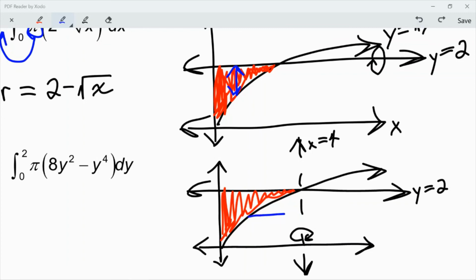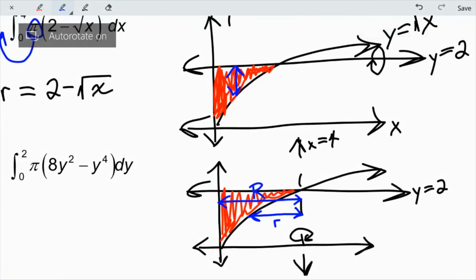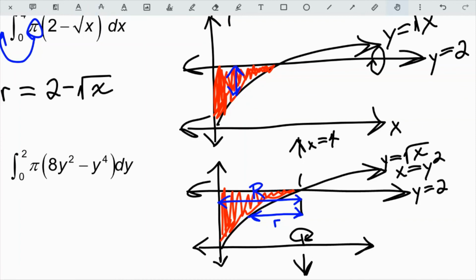So when I measure my radii, I'm going to have 2 radii here. My outside radius, which I'm going to call capital R, is that one. And you can see it goes from x is equal to 4 to x is equal to 0. So it's always 4 units. But the inside radius is going to be this distance, which goes from x is equal to 4 to this square root curve. Remember, this was y equals square root of x, which is the same as x is equal to y squared. Now, my cross sections are now going horizontally here again. So that means their thickness is dy. So I need to have everything written in terms of y.